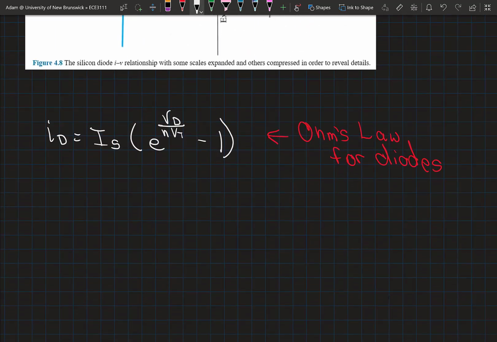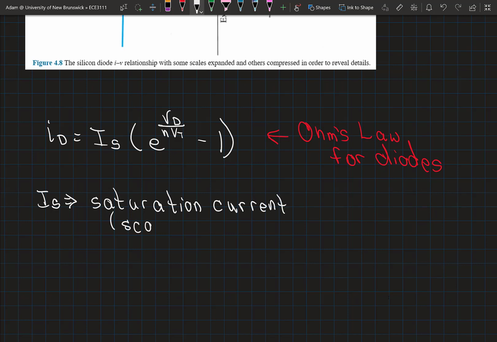What does each of these terms mean in this equation? IS is what's known as saturation current, sometimes also called scale current. It is a function of the manufacturing process used for the diode. It can vary from diode to diode, so it essentially comes from a specification.